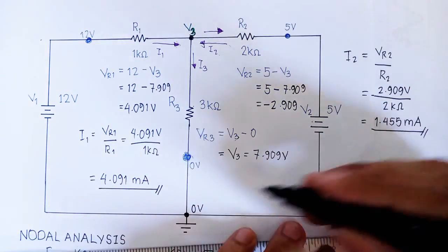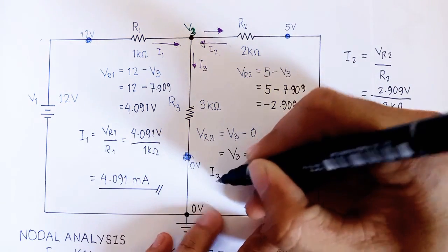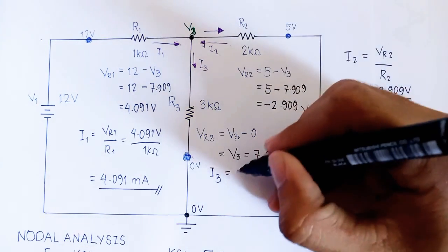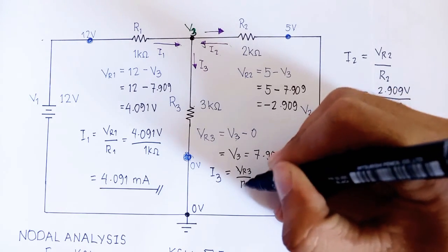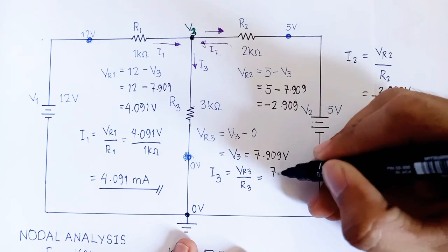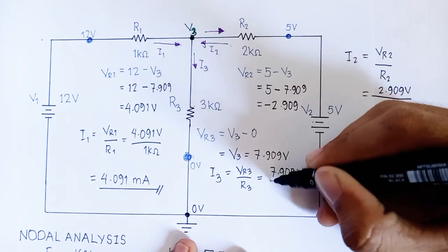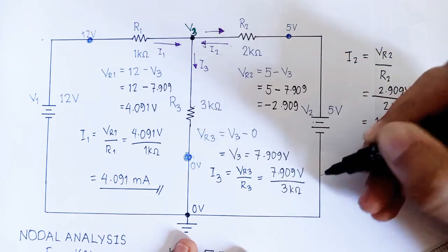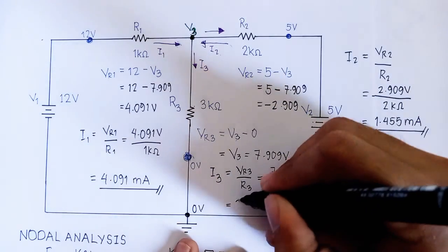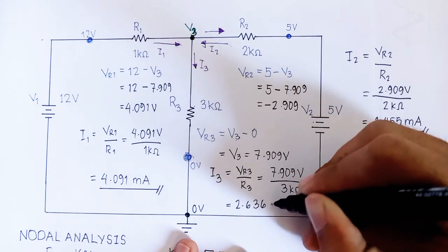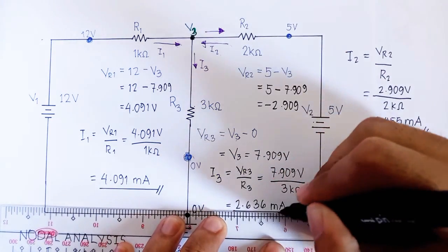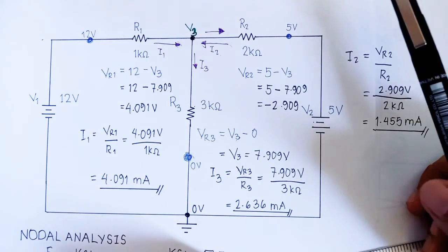And finally, I3. I3 is equal to yung voltage drop ni R3 divided by R3. That is equal to 7.909 volts divided by R3 na 3 kilo ohms. And I3 is equal to 2.636 milliamperes. And dito makikita nyo, nakita natin na mas mabilis natin itong nasolve.